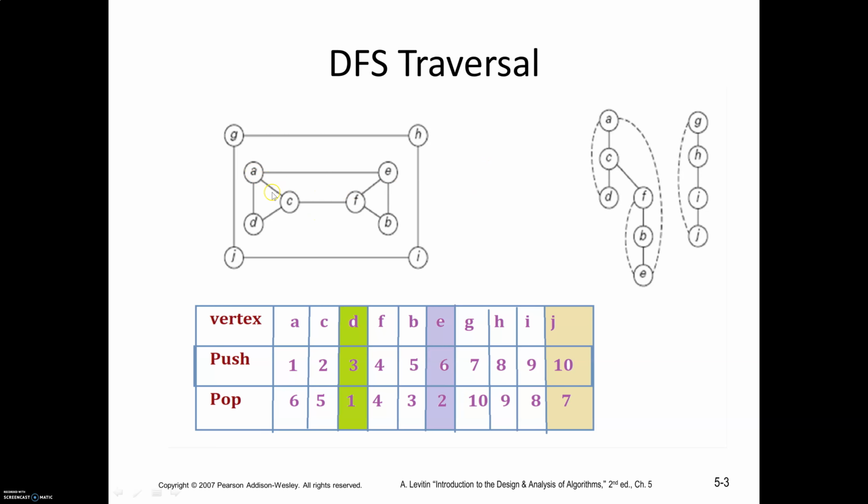Now when you traverse this graph, the order in which you are traversing will redraw the graph as a tree like this: A, C, D. Then you will be backtracking to C. From C you are exploring F, B, E. Then you started with G, H, I, J. So now you are getting two trees here. Both are disjoint trees. A set of disjoint trees is called a forest.